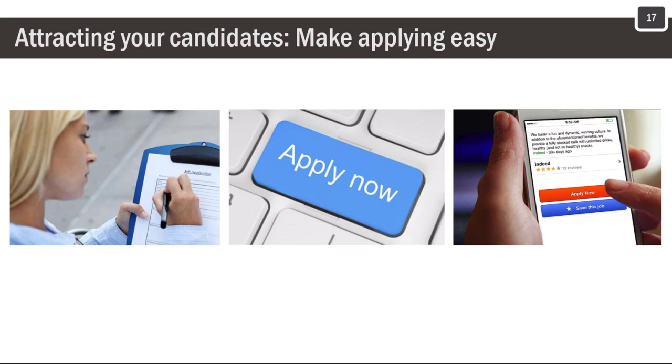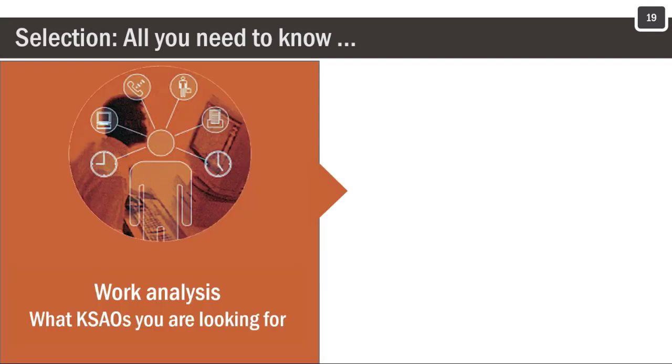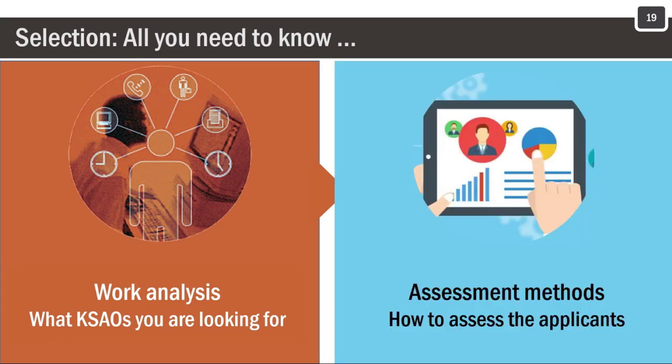And, well, this is all that I wanted to tell you about recruitment. Now, let's say you've done a great job at recruiting and have attracted a large pool of applicants. What do you do now? Now you need to select the best individuals from among the applicants. If you have done your homework, that is to say your work analysis, then you will have a detailed list of knowledge, skills, abilities, and other attributes you're looking for. All you need to do now is assess.